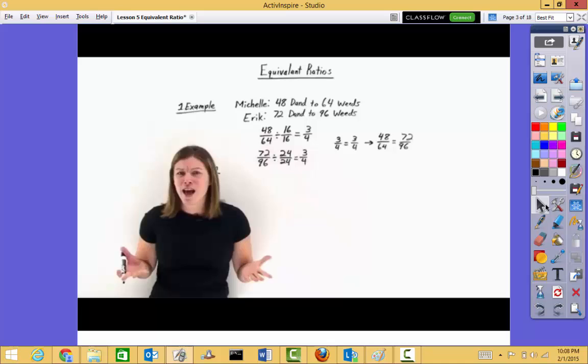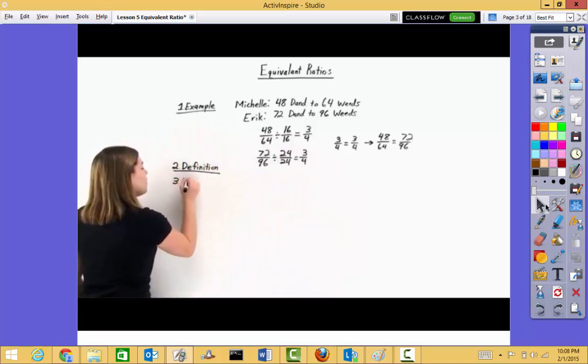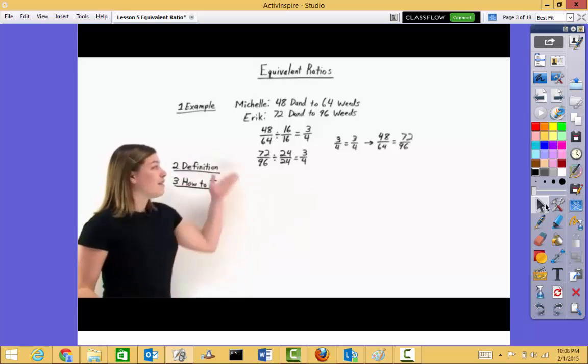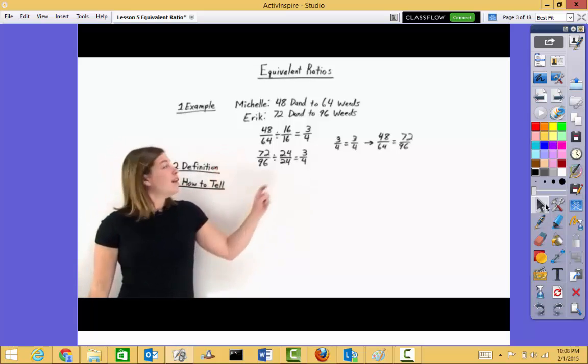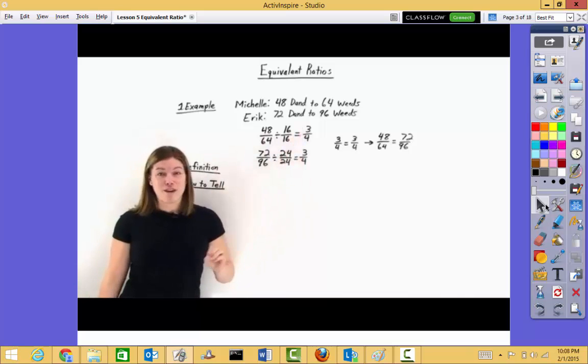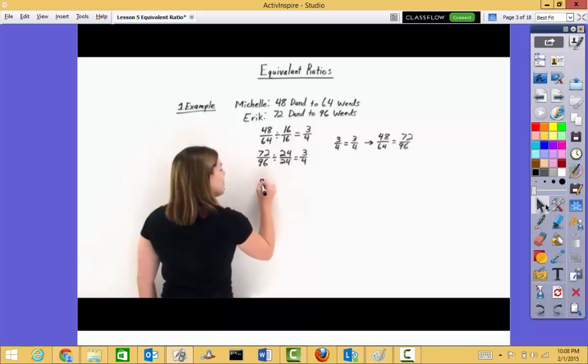Now, how can we tell if two fractions are equivalent? Well, to figure out if two fractions or two ratios are equivalent, we need to do exactly what we did in step 1. Simplify each of the ratios that we're dealing with and see if we have the same value. If we do, that means that we have equivalent ratios. So let's take a look at another example.